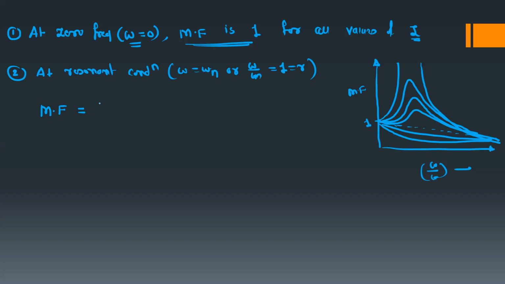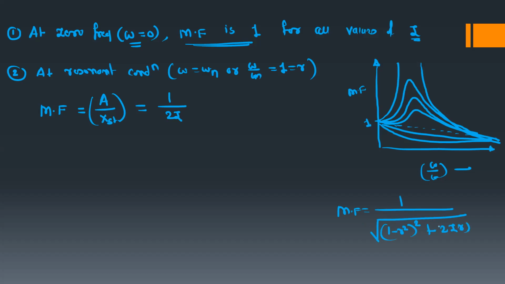So its equation is A upon x static. This is called the magnification factor. So you have the equation of magnification factor equal to 1 upon the square root of [1 minus r square] bracket square plus [2 zeta r] bracket square. So at resonant condition, just put the value r equal to 1 in this equation.